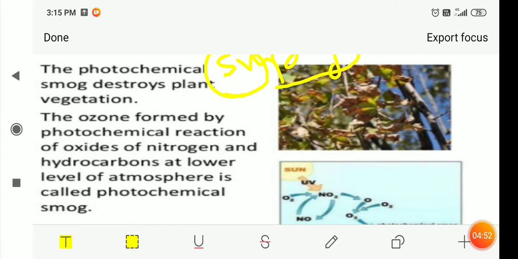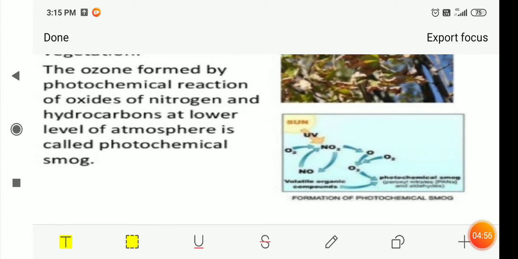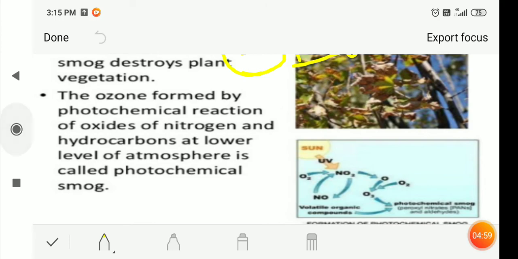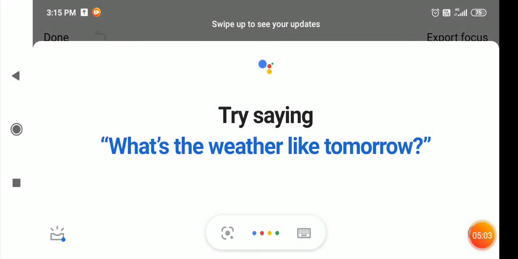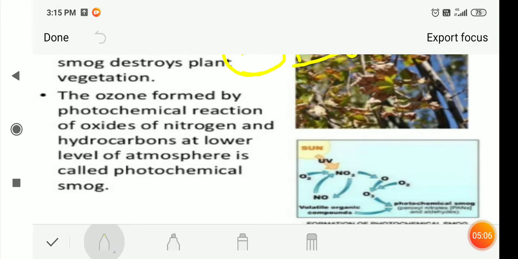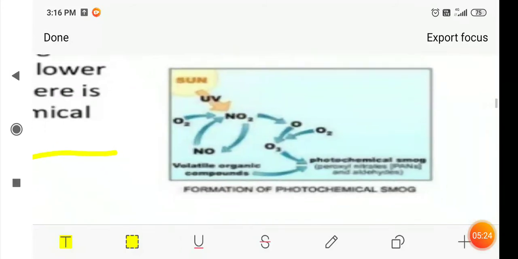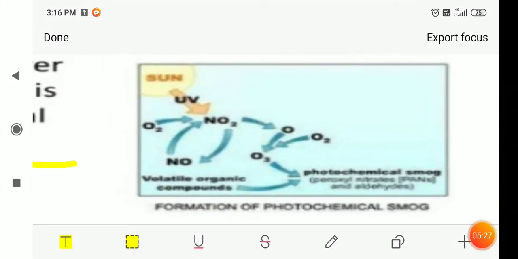How is this smog formed? Here the reason is given. The ozone formed by photochemical reaction of oxides of nitrogen and hydrocarbons at the lower level of the atmosphere is called photochemical smog. This is formed because of the formation of ozone. How is this ozone forming here? We have to remember, we are not talking about the ozone of the ozone layer. We are talking about the ozone which is forming at a lower height in the atmosphere, where it should not be formed.